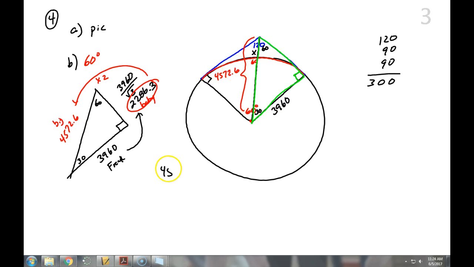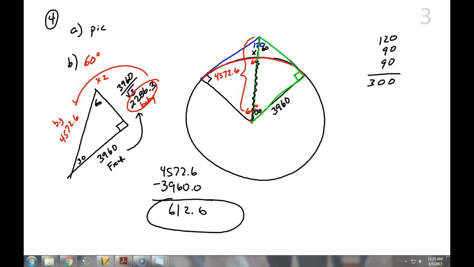I take 4572.6 and subtract this radius portion, minus 3960. When I do that, I get 612.6 miles. Holy smokes. I don't think that's a very realistic word problem. I don't think I'd be 612 miles up in a hot air balloon, but nevertheless, that's the answer that came out.